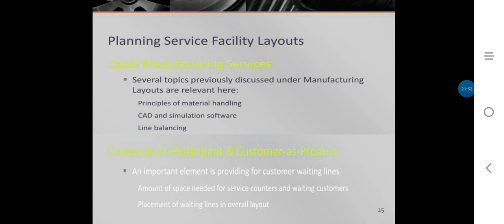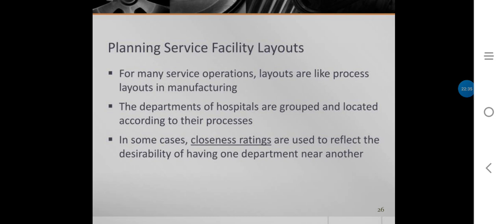Customer as product means that the service provides a one-to-one interaction. In beauty salons, haircut salons, and hospitals, doctors treat the patients in several ways. It is a very customized service. So customer as product means a one-to-one interaction with the customers. So these are the basic service facility layouts: quasi manufacturing, customer as participant, and customer as product.